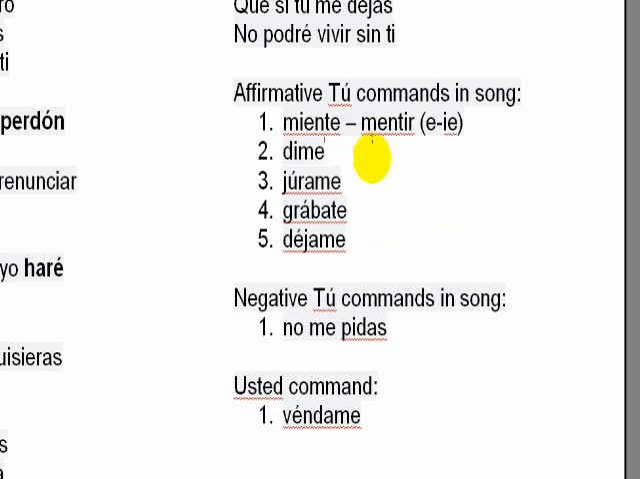The next one right here, this dime, is actually two words. The d comes from the affirmative tú command of the verb decir, which is di, and then the me is me, so dime is tell me. Júrame comes from the verb jurar, which is like to swear. So júrame may be like swear to me, whatever comes after it.